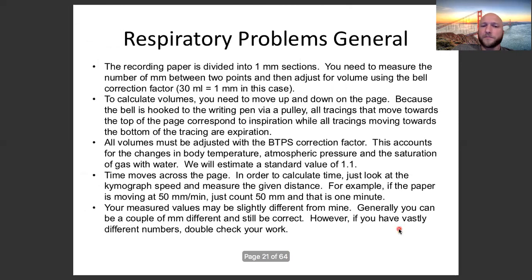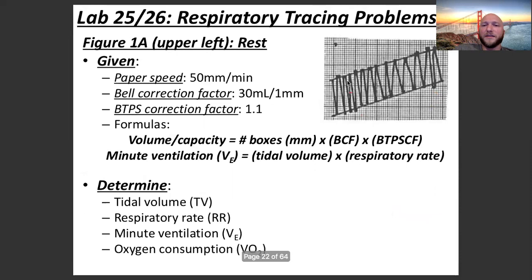All right, let's get into this. Here's our grid paper from the kymograph. You can see this up and down tracing with the inspiration and expiration. The trend lines on top and bottom are actually hand-drawn in afterwards. The kymograph, when you're recording, just records this up and down. You're given 50 millimeters per minute as the speed, a Bell correction factor of 30 milliliters per 1 millimeter, so every 1 millimeter up is equal to 30 milliliters, and then a BTPS correction factor of 1.1.